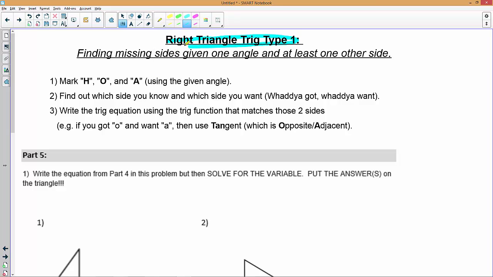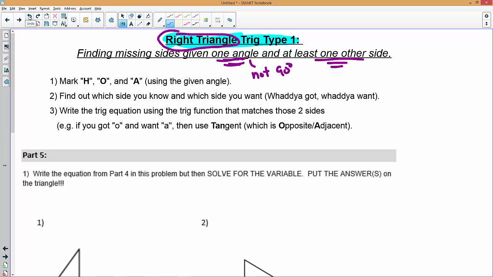Type 2 is when we have to find the angles. Right now we're just finding sides. We're going to find the angles either Thursday or Monday, depending on the snow. So this is finding the missing sides given one angle and at least one other side, otherwise we can't do it. Sometimes you're given 3 sides and you have to find the angle, or given 2 sides and you have to find the angle. And of course this one angle is not the right angle. We always know that's 90 degrees because it's a right triangle. This is right triangle trig. So it's one of the other angles besides the 90.